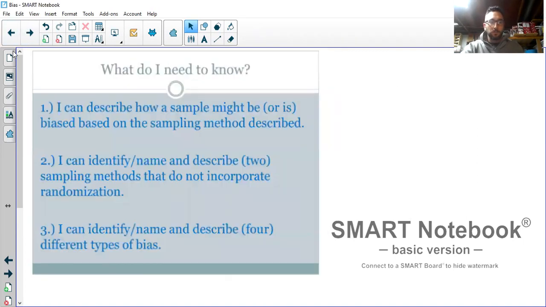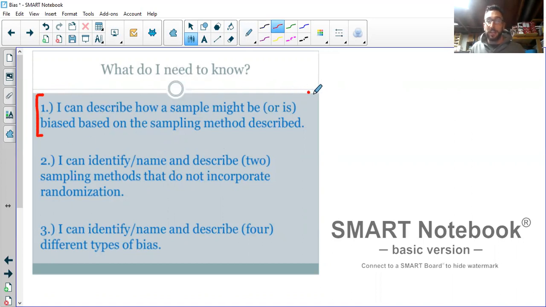So before we get into the stuff, here's our goal, not just for my class, but for anybody for the exam. Here's what we've got to be able to do. We want to be able to describe how a sample might be or is biased based on the method being described. Oftentimes on the AP exam free response, they'll give us a description of how a sample was taken, some context about what they're measuring, what they're surveying about, what data they're recording. And we might have to explain how their sampling method can lead to a biased sample.